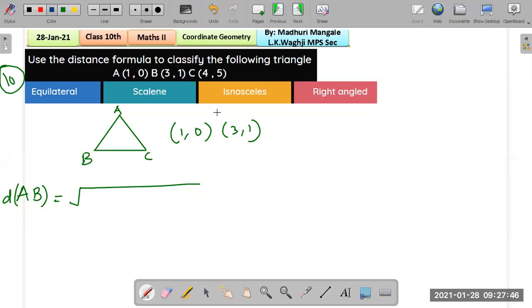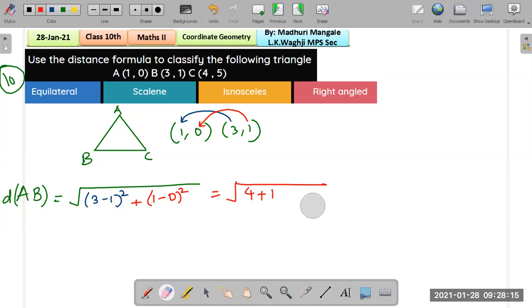So x2 minus x1, that is 3 minus 1 the whole squared, plus y2 minus y1. y2 is 1, so 1 minus 0 the whole squared. Simplify this. What do you get? The root of 3 minus 1 is 2, and 2 squared is 4, plus 1 minus 0 is 1, 1 squared is 1. So that gives us the value root of 5.